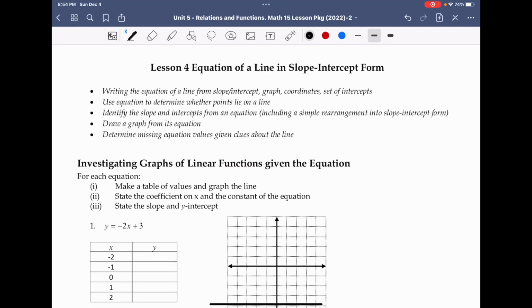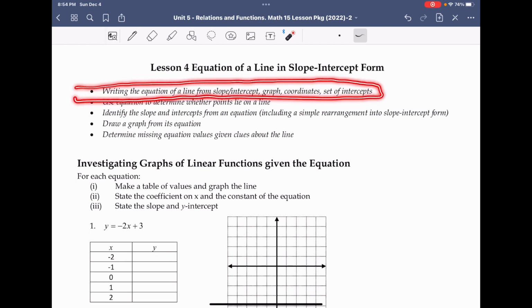All right, so now we move on to lesson 4 of relations and functions, and it's equation of a line in slope-intercept form. So what we're going to do in this lesson is look at writing the equation for a line in slope-intercept form with graph coordinates and a set of intercepts.